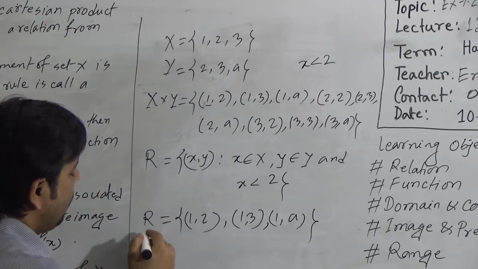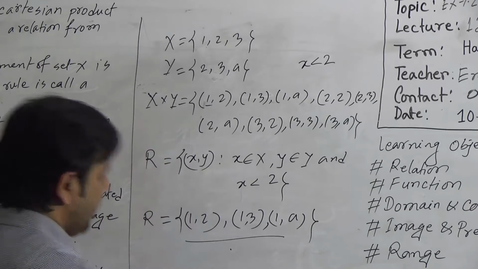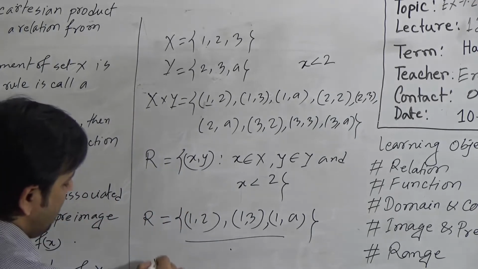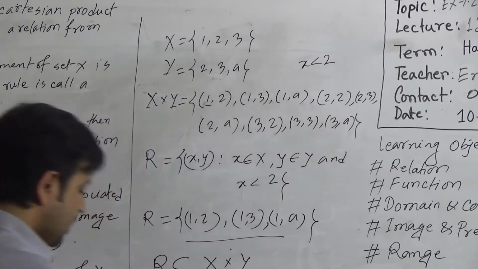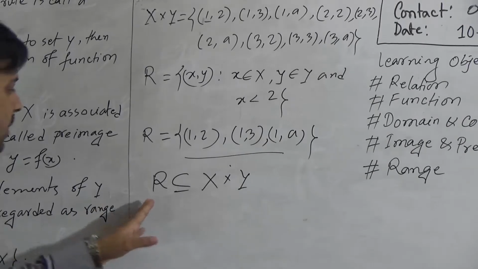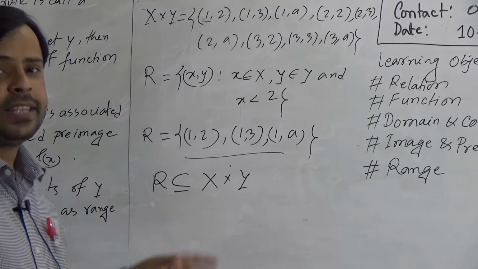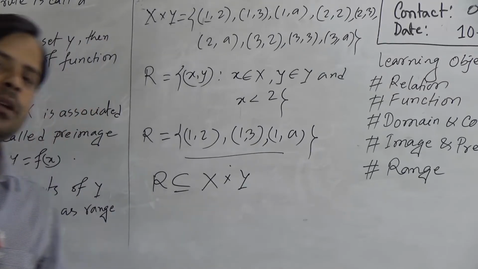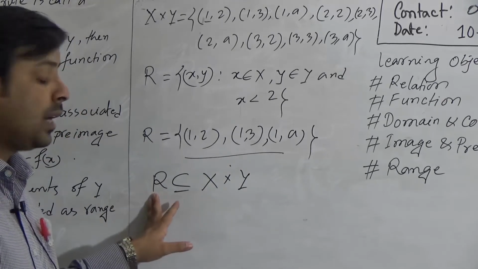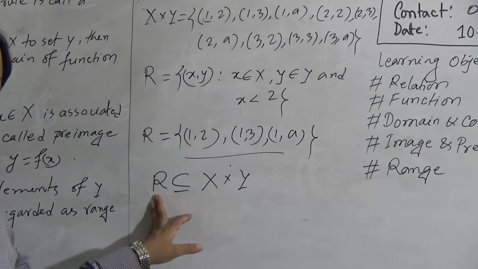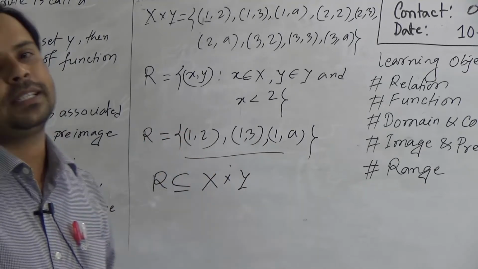Now see, all the elements of R are contained in X cross Y, it means in the Cartesian product. So R is a subset of X cross Y. It means R is a subset of the Cartesian product set. In this case, R is known as a relation from X to Y. So we can say a relation must be a subset of the Cartesian product set.